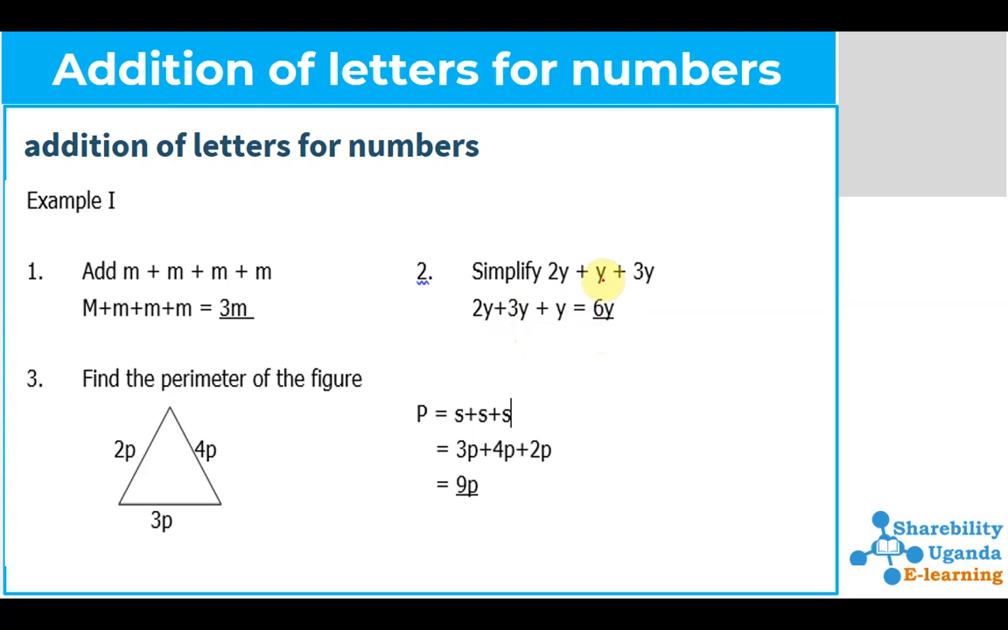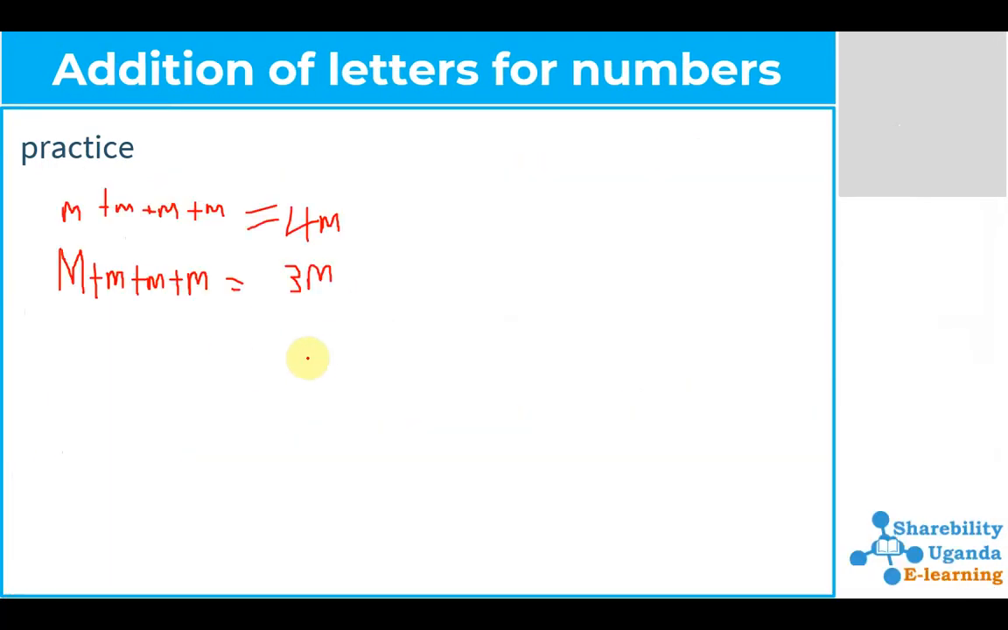Then another one here, number 3, they are telling us to find the perimeter of the figure. But in this figure, we have been given letters, not only numbers. They are numbers and letters combined together. Let's see how we can get the perimeter of this using the same concept. We have our triangle in this way.